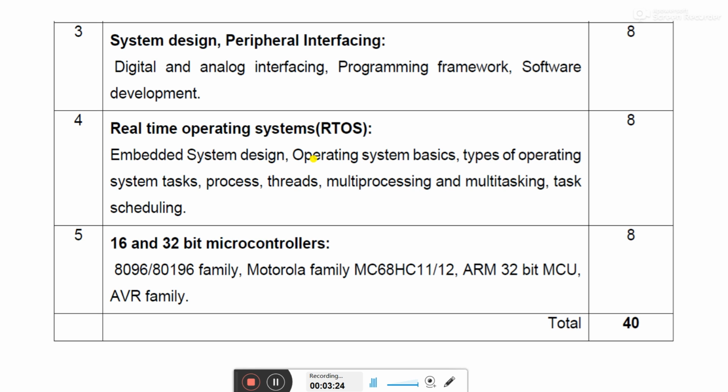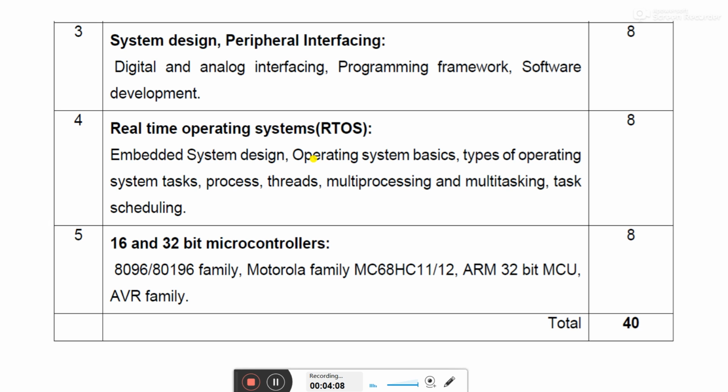Unit 3 discusses system design and peripheral interfacing. In this unit we will find what digital and analog interfacing is, and how we can interface digital signals and analog signals, and what important circuits we need to use to interface digital and analog signals with our embedded systems. Next we will find the programming framework and how we can work on it, and what the software development tools are and how we can use software development for embedded systems. That is about system design and peripheral interfacing in unit 3.